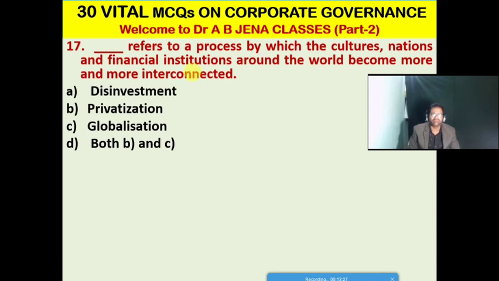So next MCQ, which one refers to a process by which the cultures, nations and financial institutions around the world become more and more interconnected? A. Its disinvestment. B. Its privatization. C. Its globalization. D. Its both B and C. Friends, so C is the right option for this MCQ. Globalization refers to a process by which the cultures, nations and financial institutions around the world become more and more interconnected. So here C is the right option for this MCQ.